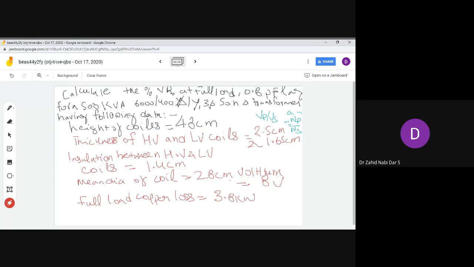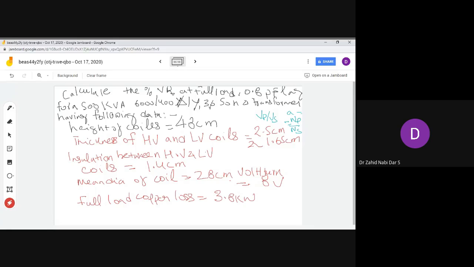So the full load copper loss. The copper loss means the loss in the copper, and the loss in the copper is due to the resistance in the copper. So for a three-phase copper loss, it would be 3I²RP. The full load copper loss is also mentioned. So 3I²RP equals 3IP²RP equals 3.8 kilowatts. IP we also calculated previously. Now from this you get the value of RP.